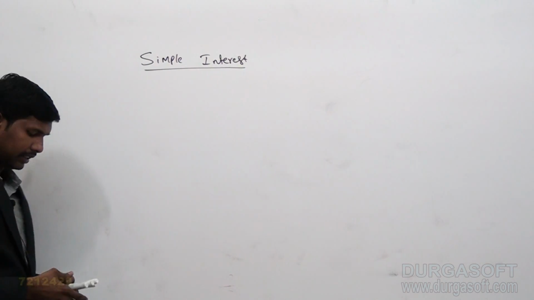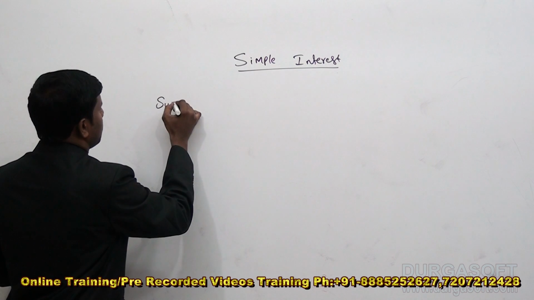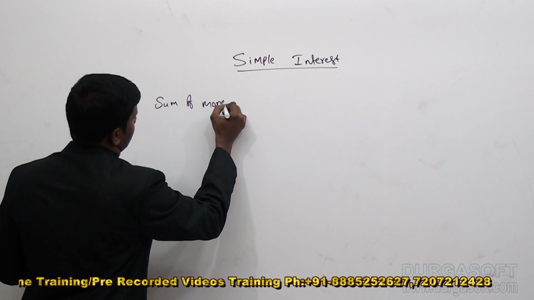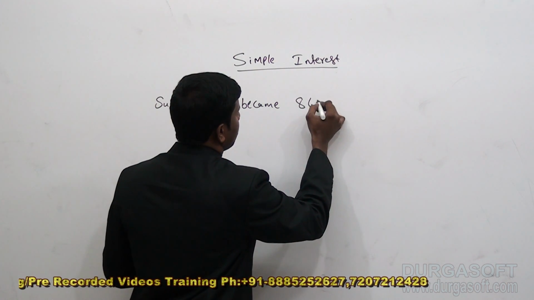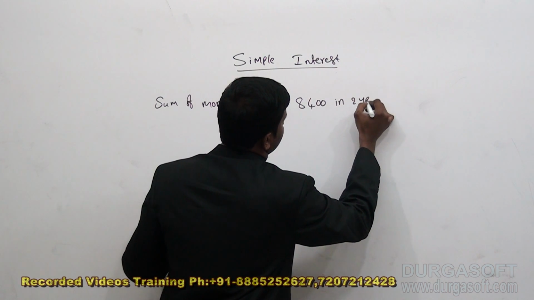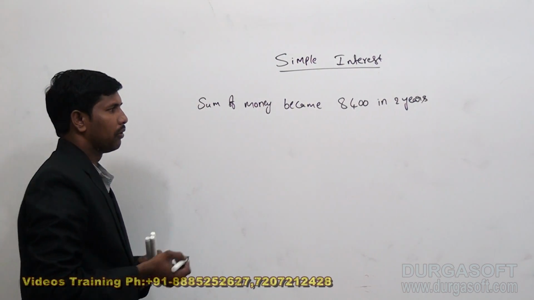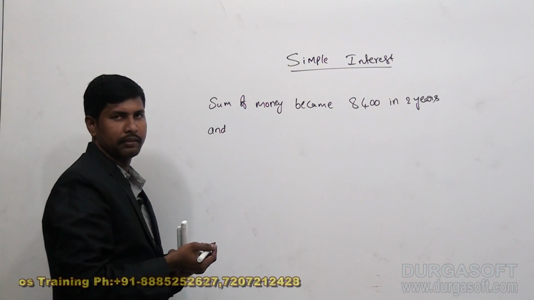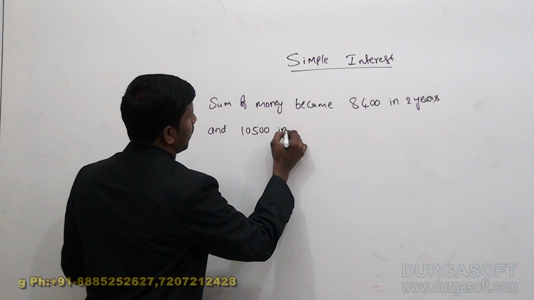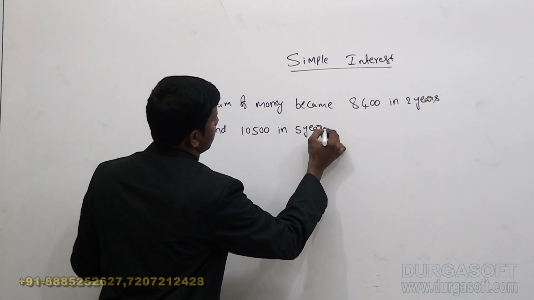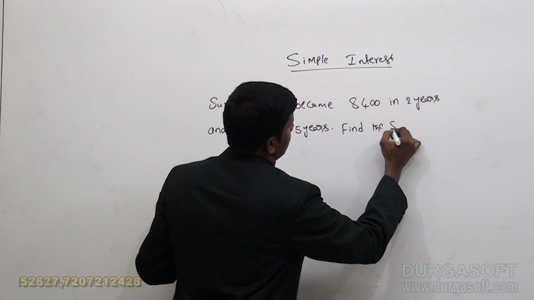Next, let us see the next question. Now, a sum of money became 8,400 in 2 years. In 2 years it became 8,400 and 10,500 in 5 years. Find the sum.